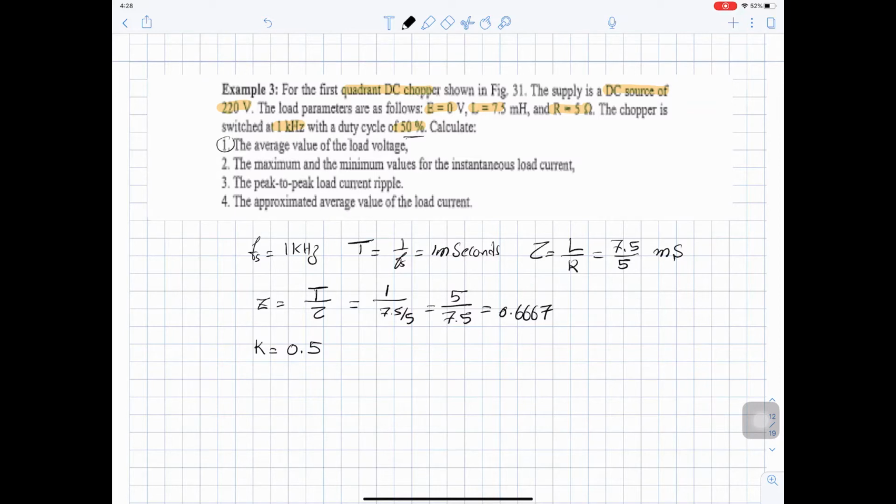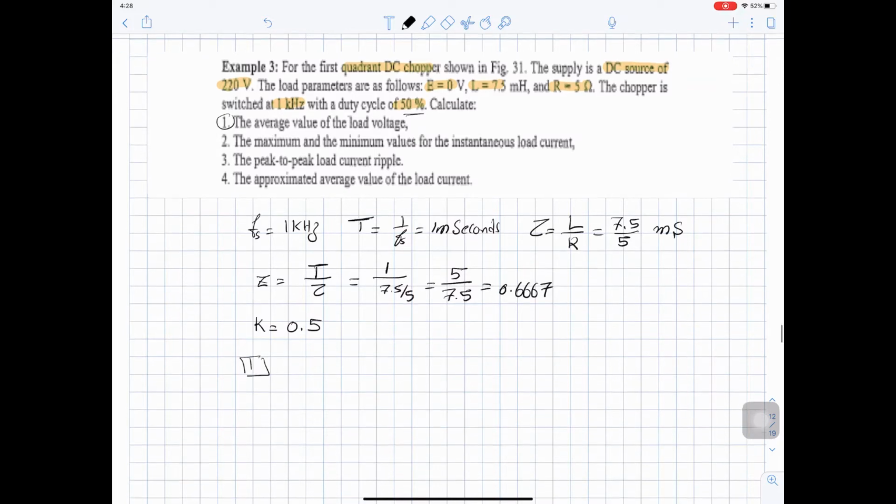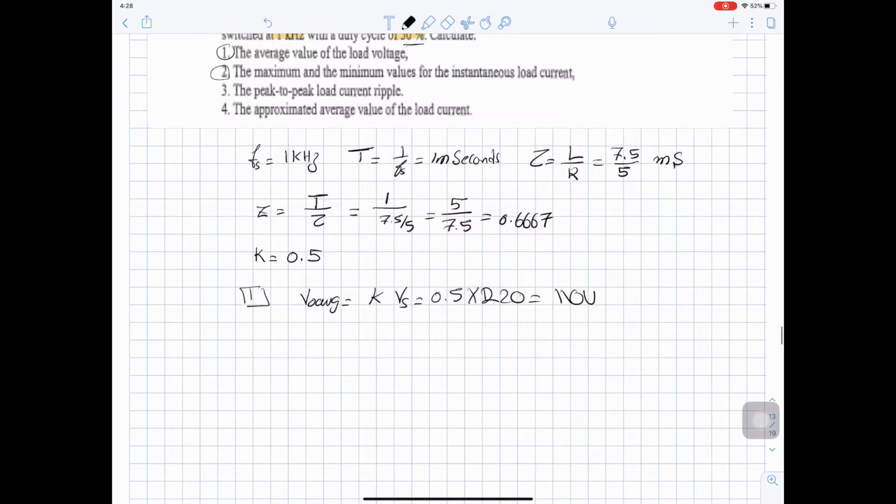So first, we need to find the average value of the voltage. So V out average equal to K Vs equals 0.5 multiplied by 220 equal 110 volt. Calculate the maximum and minimum values for instantaneous current. So we need to find I1 and I2.